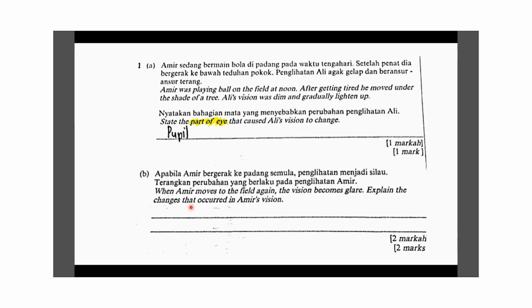In the next one, they say Amir moves to the field again. Moving to the field again means that he is now moving from the shade of the tree to a brighter region. And so what happens is the vision becomes glare. So this is an observation in science. They want you to explain. So this again is our keyword. So you want to highlight your keyword, explain.